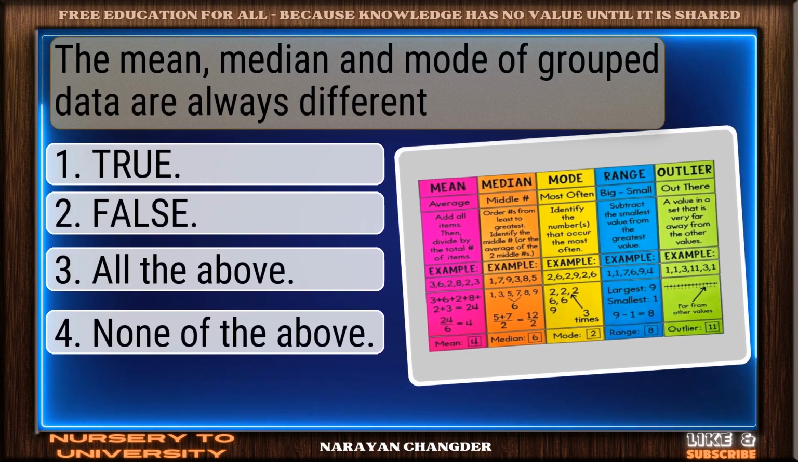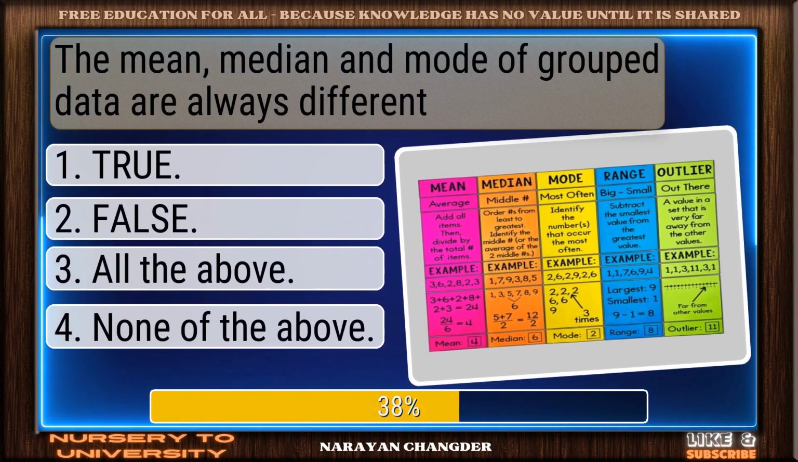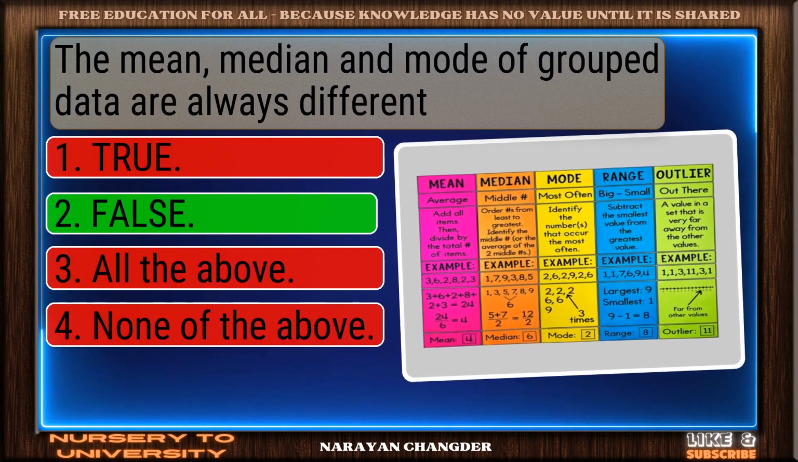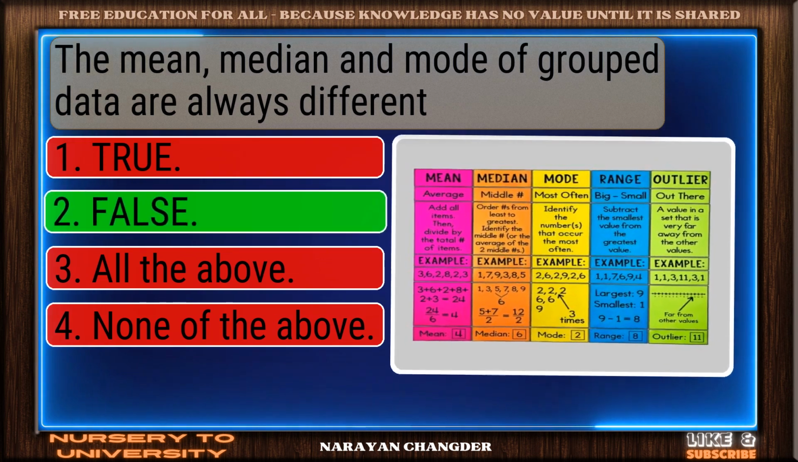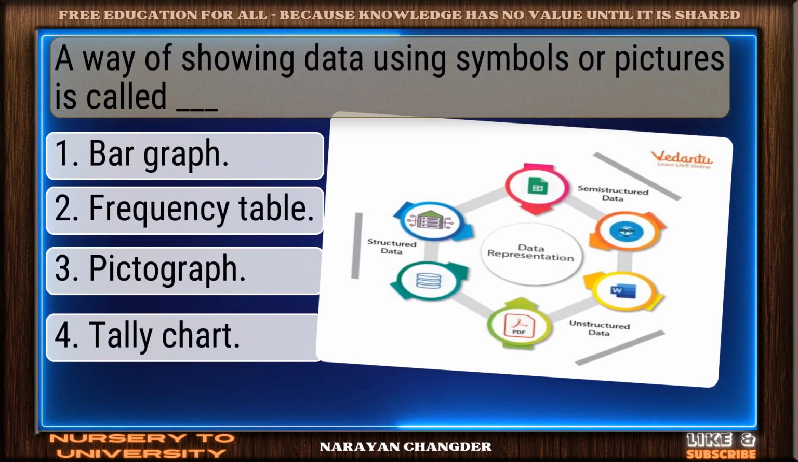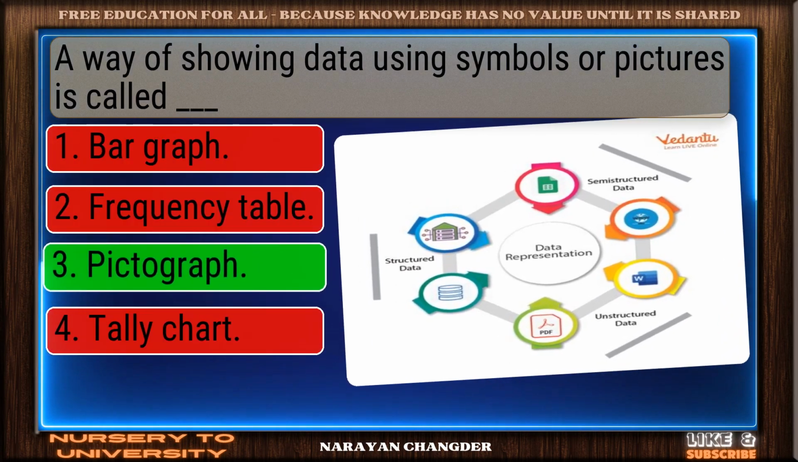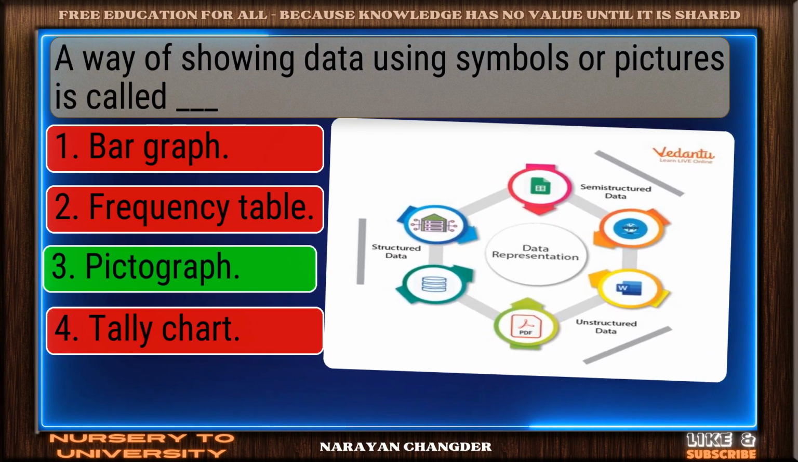The mean, median, and mode of grouped data are always different. Excellent choice. False is right. A way of showing data using symbols or pictures is called dash. On track. Pictograph is correct.